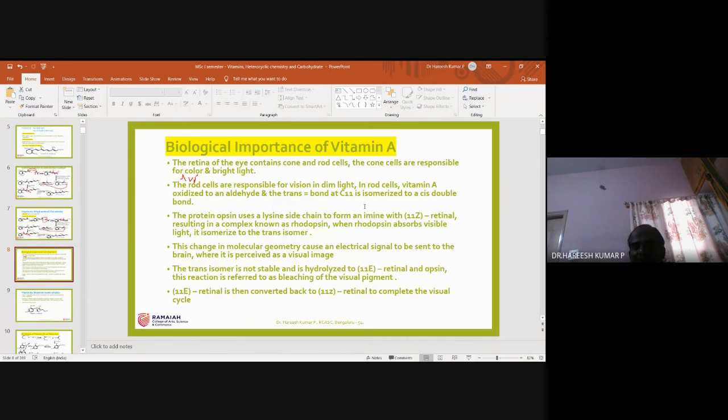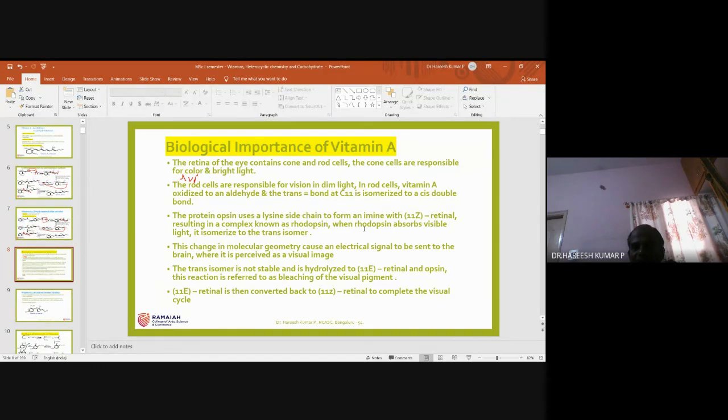What is the change? The protein will form a bond with the oxidized vitamin A. Opsin protein reacts with the oxidized form of retinol, and the obtained compound is called rhodopsin.